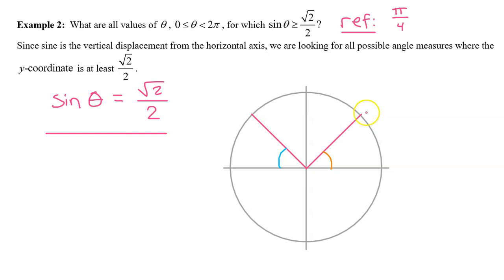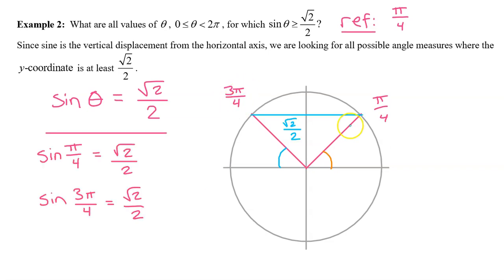The angle in the first quadrant with a reference angle of pi over 4 is pi over 4 itself. We can think of pi as 4 pi over 4. So this angle in the second quadrant is 3 pi over 4. These are the two angles at which the y value, or vertical displacement, is radical 2 over 2. This horizontal blue line represents a y value of radical 2 over 2.